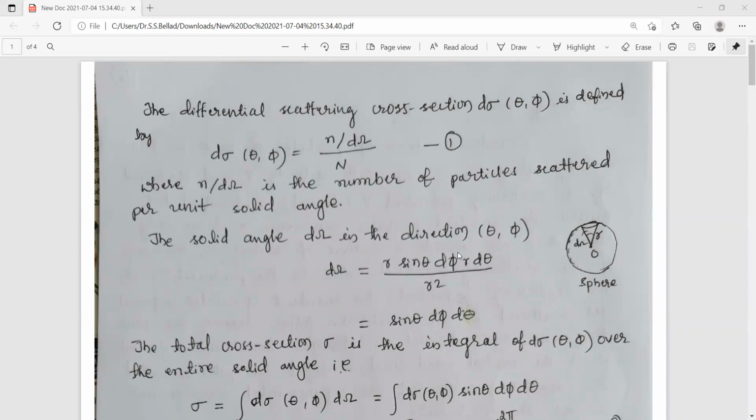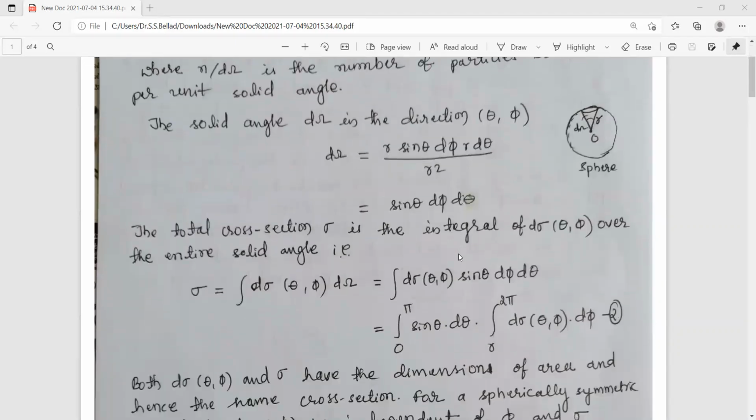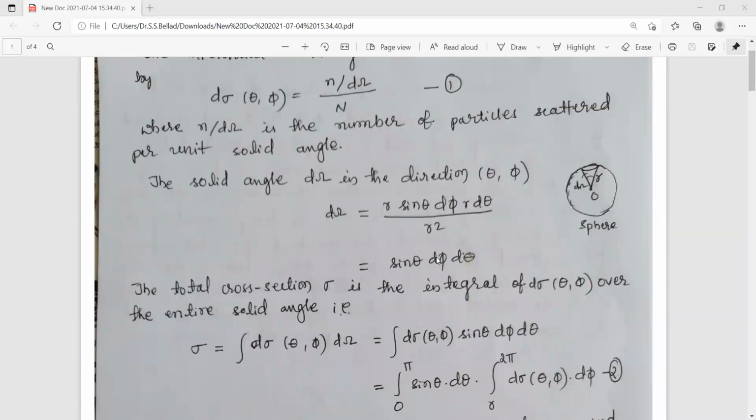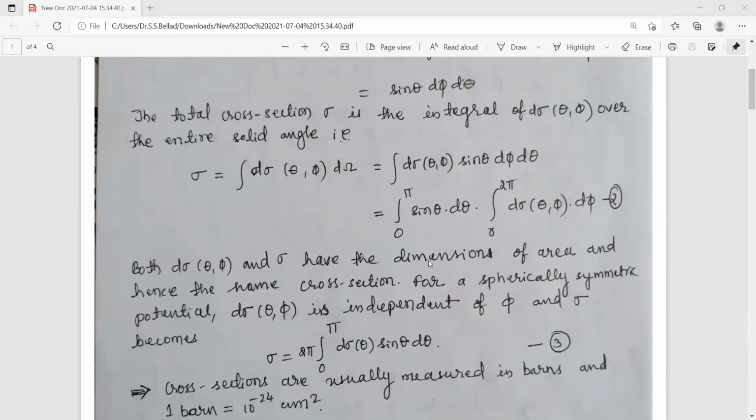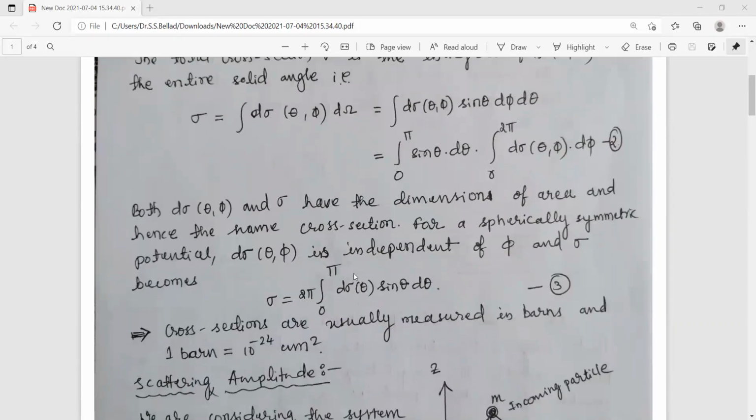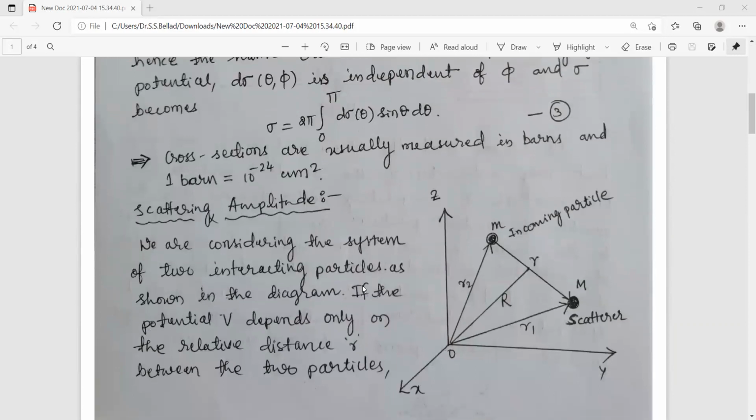So, in the last session, I discussed the differential scattering cross section given by this equation, and this was the expression for the solid angle, and also we got the expression for the total scattering cross section for the two particle systems. And now we'll see what is the scattering amplitude.